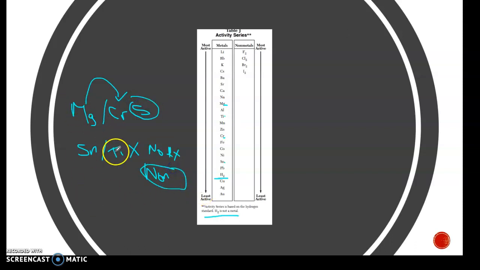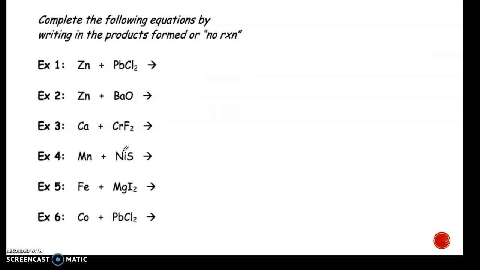Right? So that's how this works. So let's go ahead and go to the practice problems to help us out. There are about 6 practice problems. I'm only going to do about 3 with you, and I think you can figure out the rest on your own.